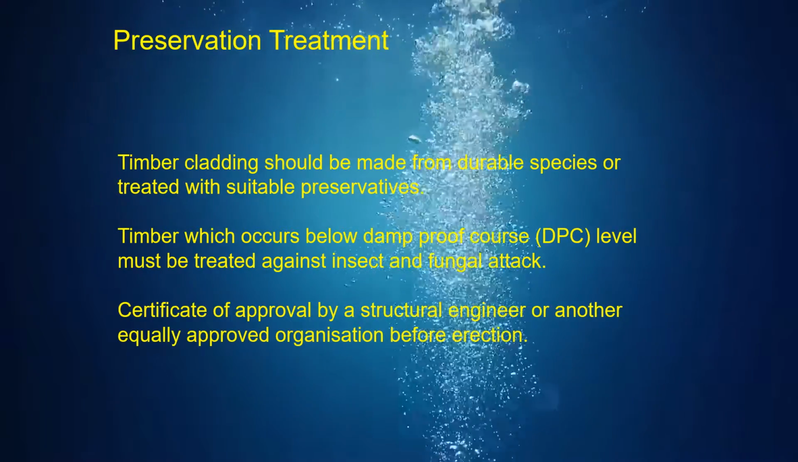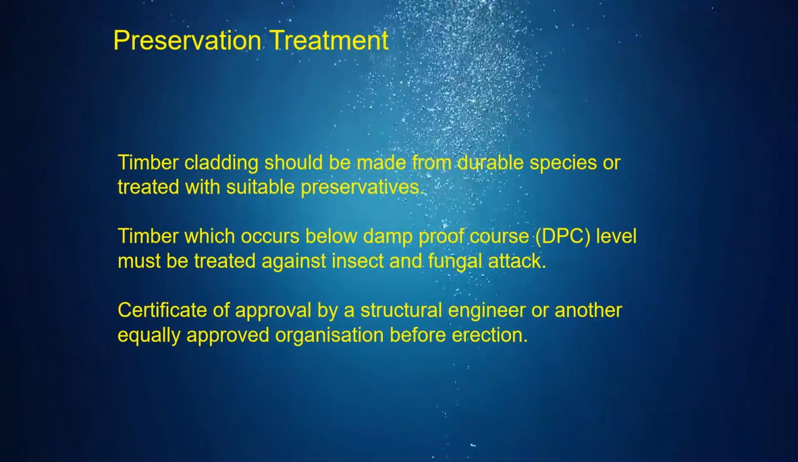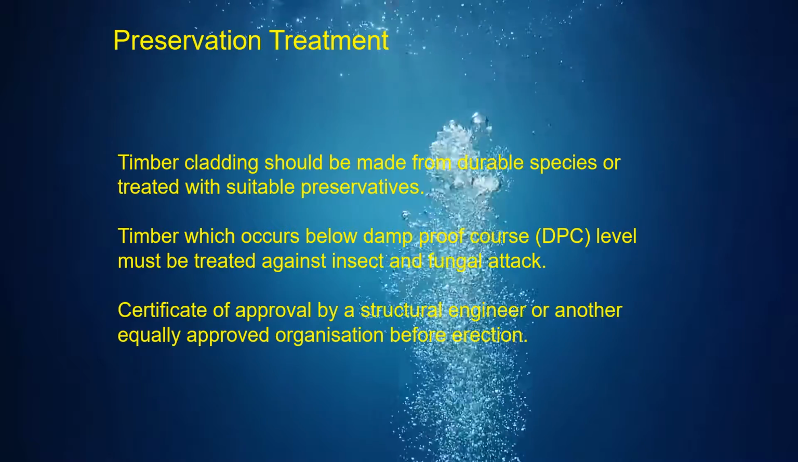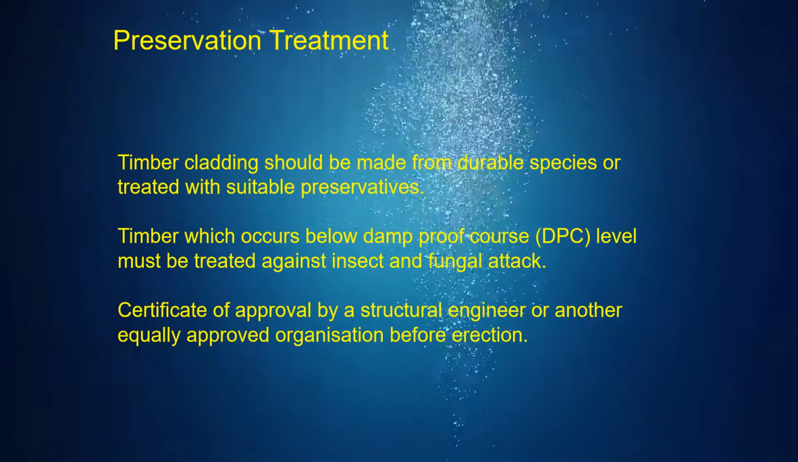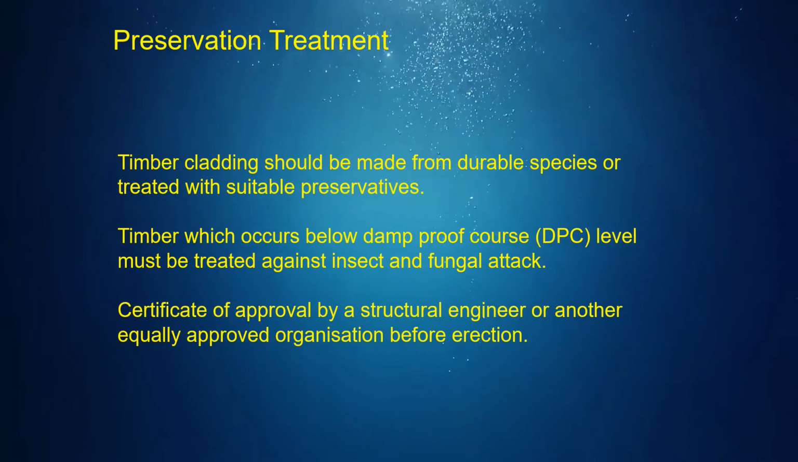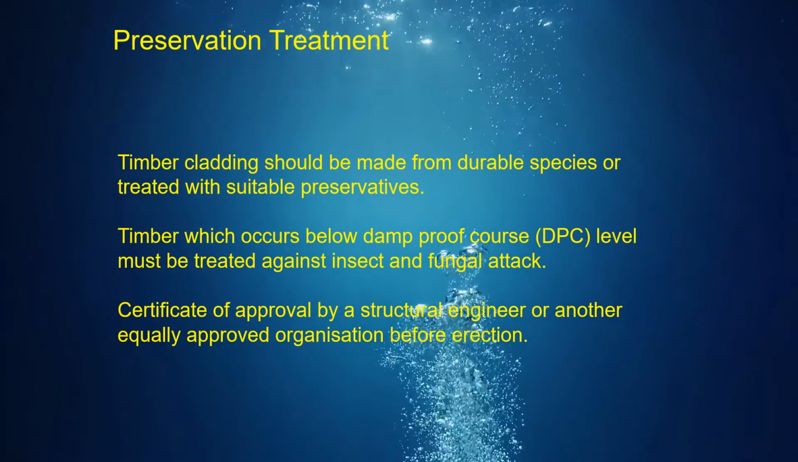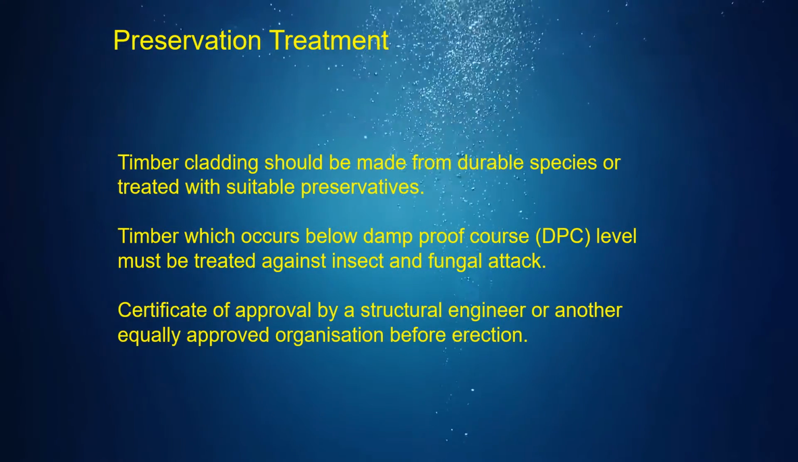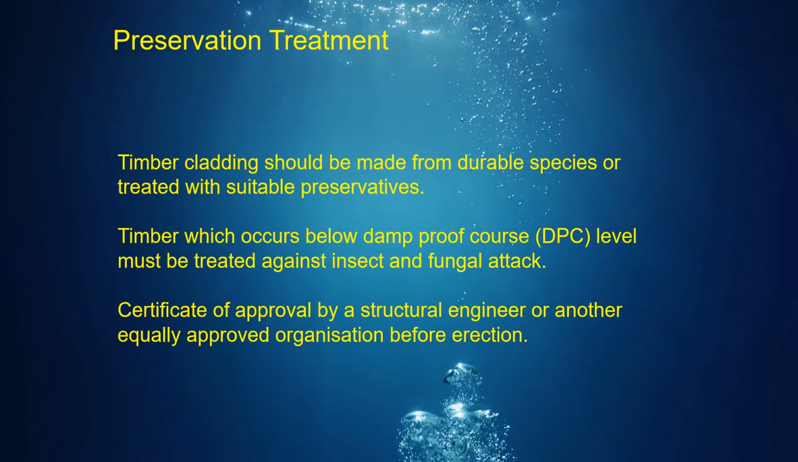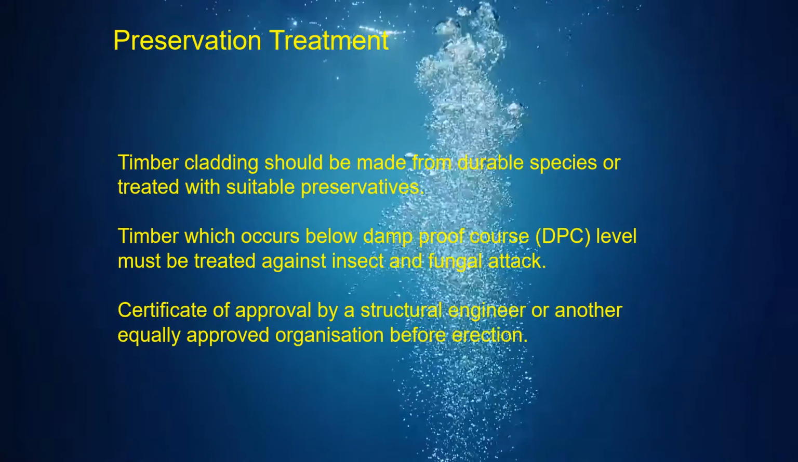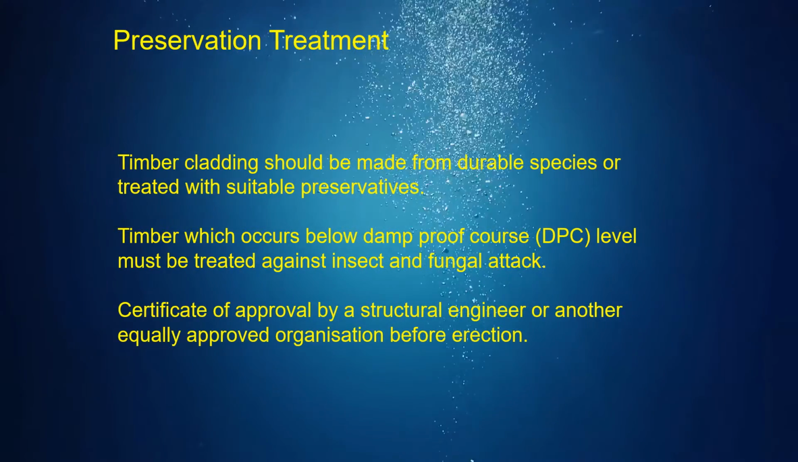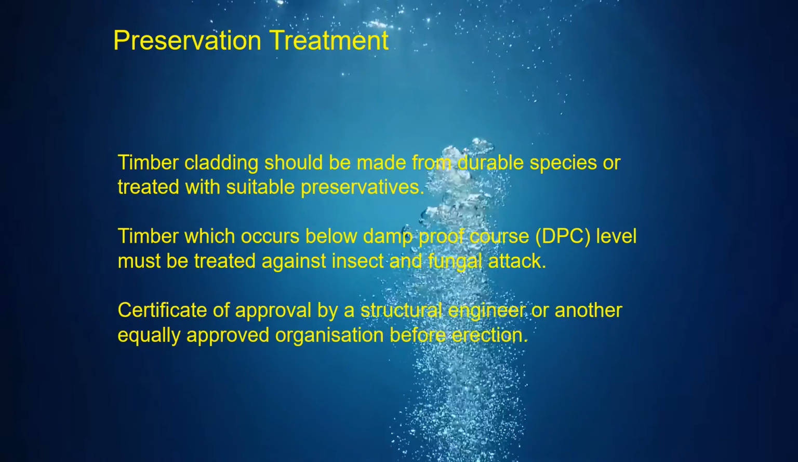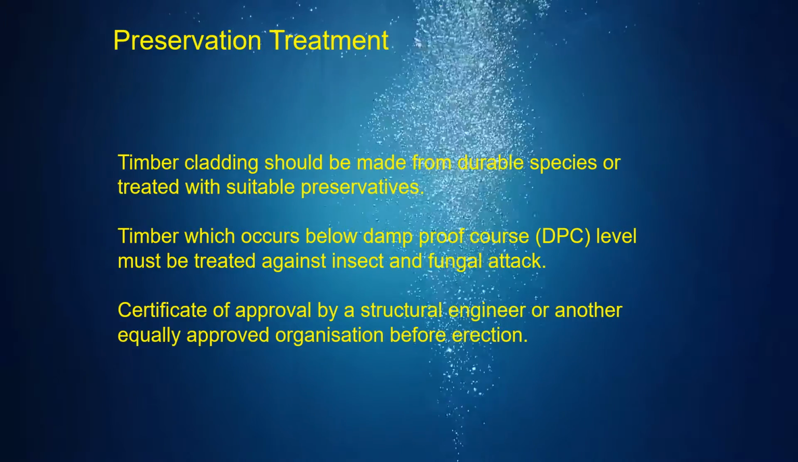The building regulations require that timber cladding should be made from durable species or treated with suitable preservatives. They also require that all timber which occurs below damp-proof course or DPC level must be treated against insect and fungal attack. Other timbers do not require to be treated with preservative, but most manufacturers do treat all their timbers. Approval for fire and the structural stability of timber frame houses requires a certificate of approval by a structural engineer or another equally approved organization before erection.